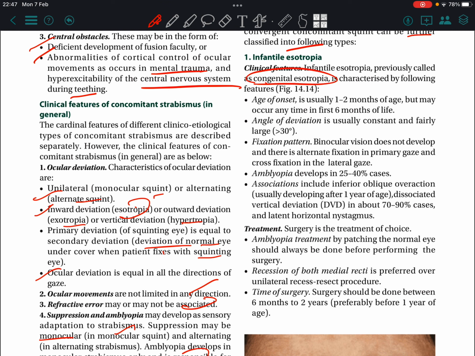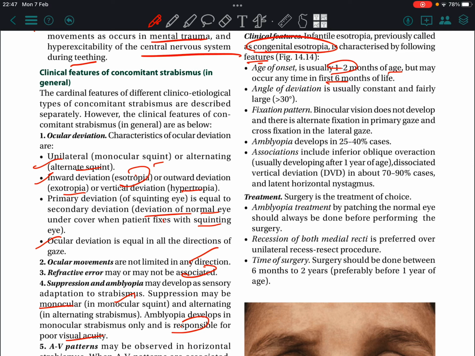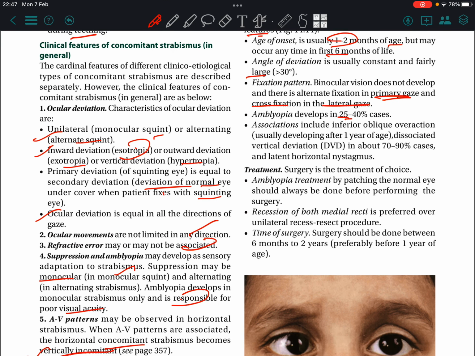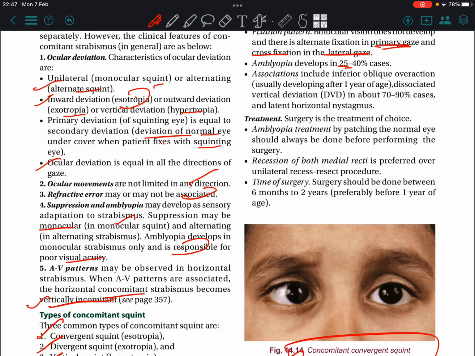previously called congenital esotropia, is characterized by the following features. Age of onset is usually 1 to 2 months of age but may occur any time in the first 6 months of life. Angle of deviation is usually constant and fairly large. Fixation pattern: binocular vision does not develop. There is alternate fixation in the primary gaze and cross fixation in lateral gaze. Amblyopia develops in 25 to 40% of cases. Associations include inferior oblique overaction and dissociated vertical deviation in about 70 to 90% of cases.